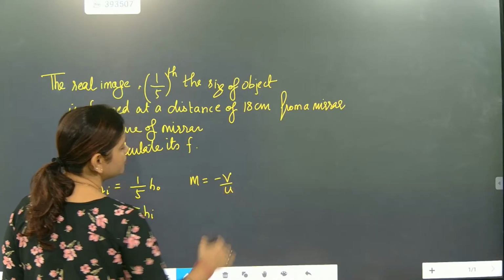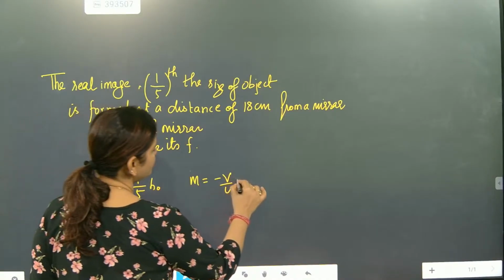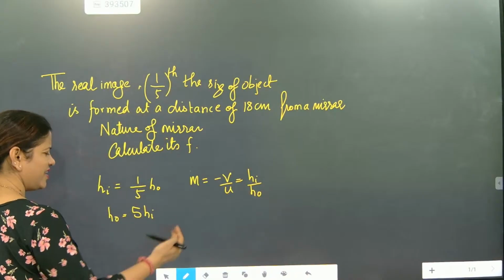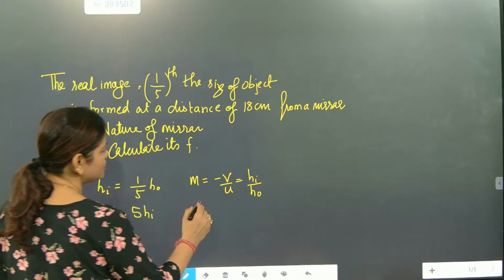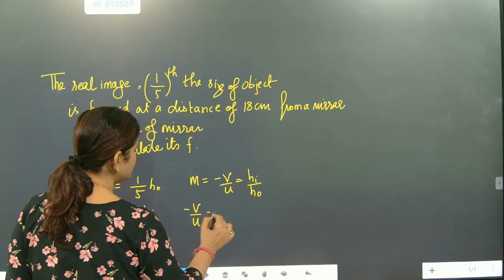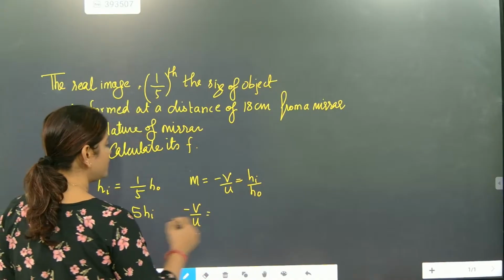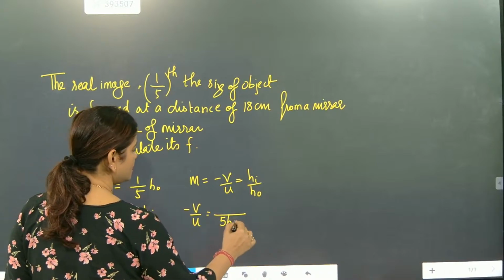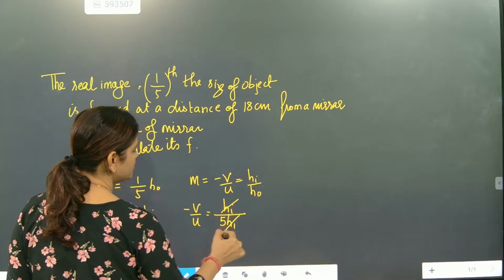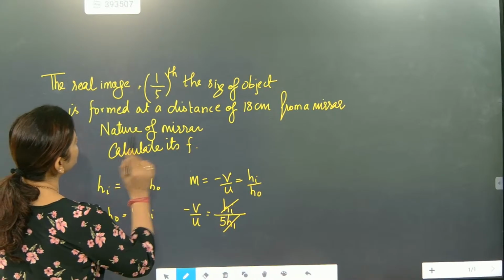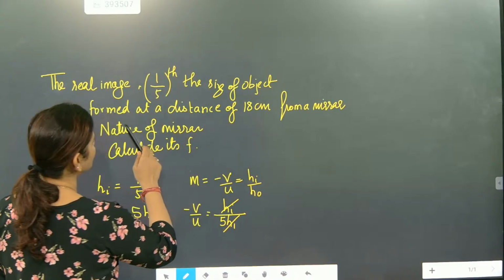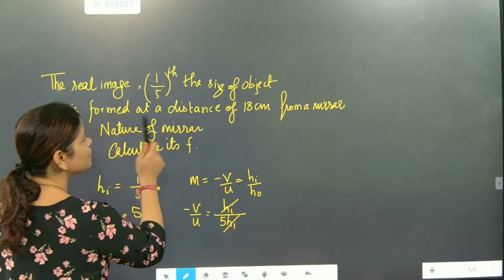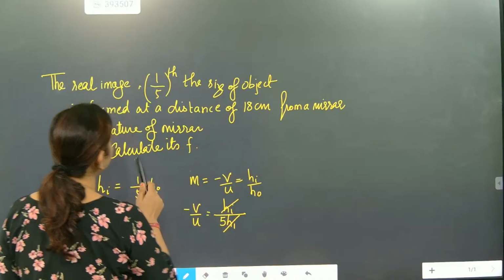Magnification is minus v by u, and magnification formula is what, beta? Height of image by height of object. Anywhere we can place it for our simplicity. Our convenience is most important. So here we will write height of object is 5 times the height of image. This and this will get cancelled. Now what they are telling is that the real image is formed at a distance of 18 centimeter from the mirror.